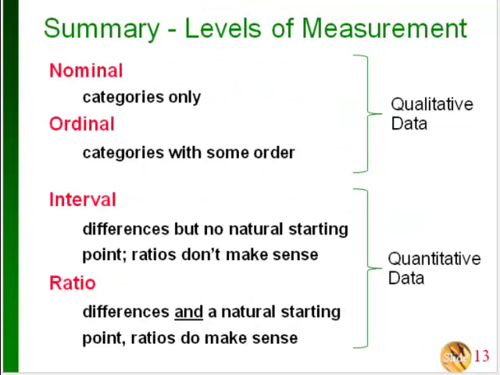So here's a summary of the 2 types of data overall, the qualitative and the quantitative, and then the 4 levels of measurement. Nominal and ordinal go with qualitative data, and interval and ratio go with quantitative data.